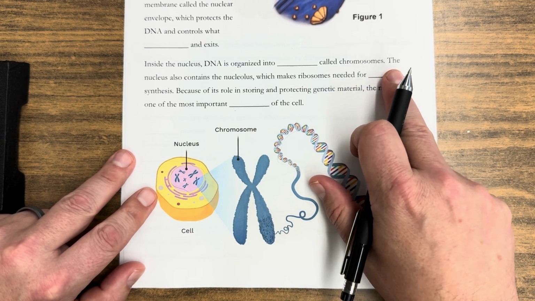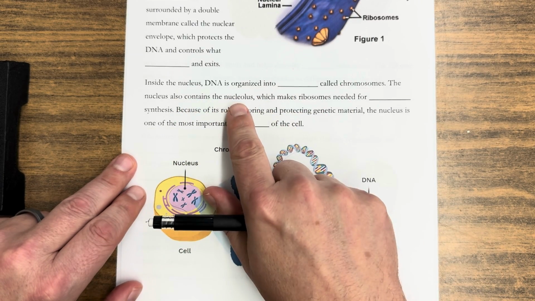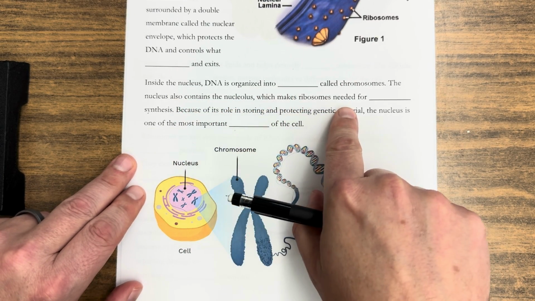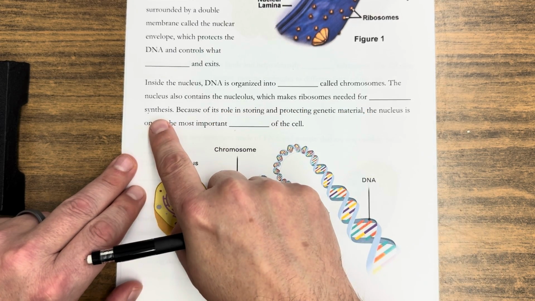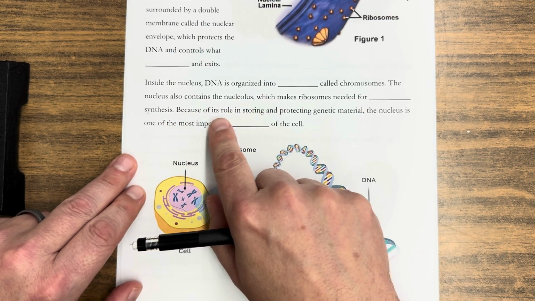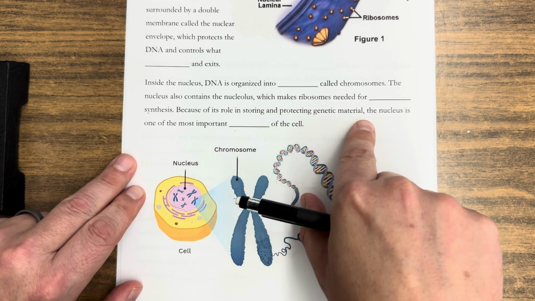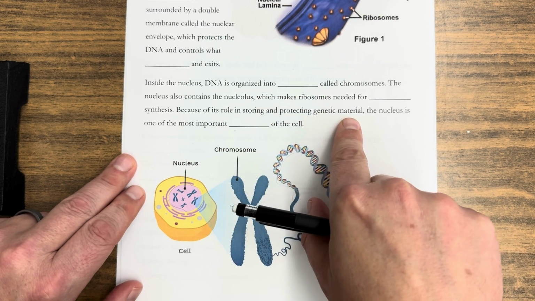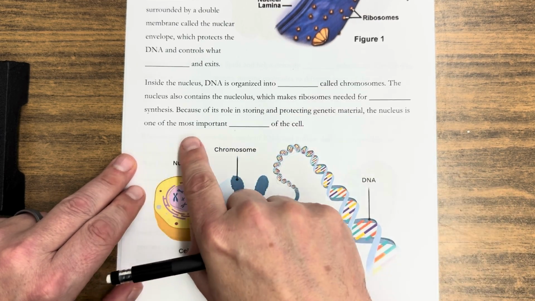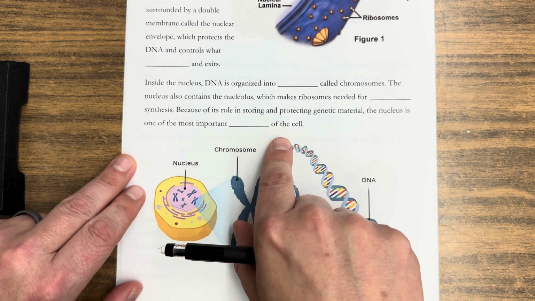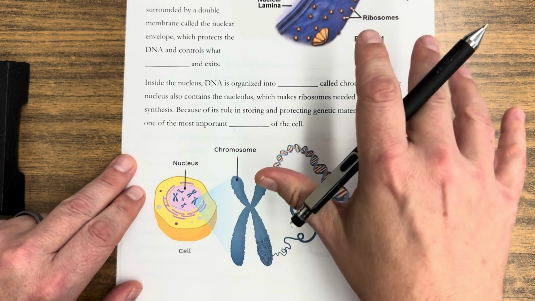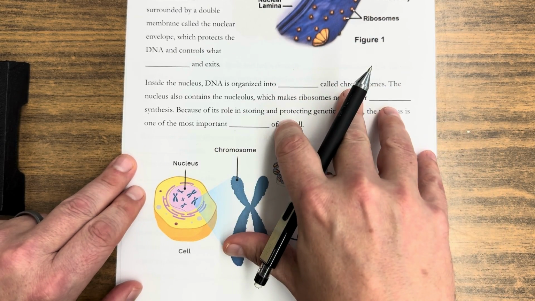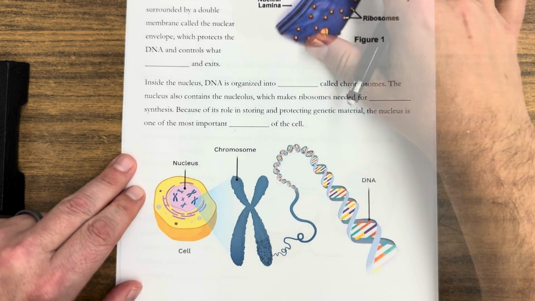The nucleus also contains the nucleolus, which makes ribosomes needed for protein synthesis. Because of its role in storing and protecting genetic information or genetic material, the nucleus is one of the most important parts of the cell. Again, control center, right? It's running everything, or the purpose behind things.